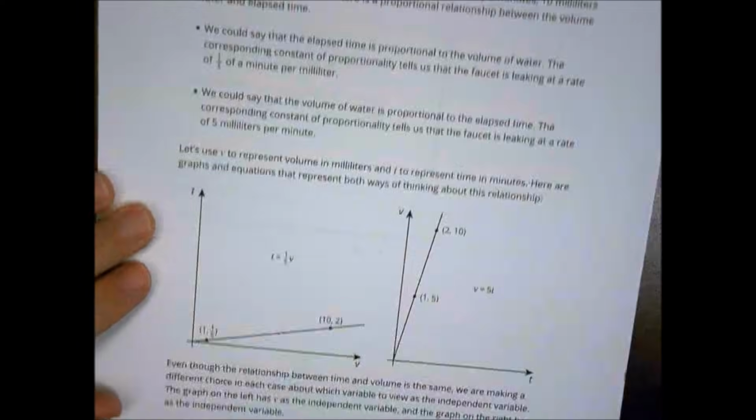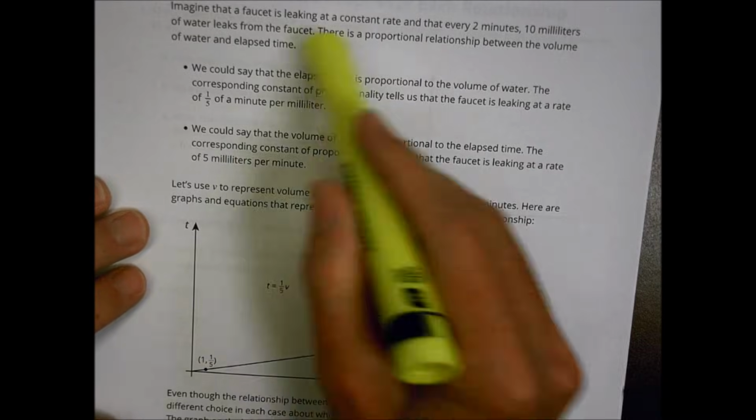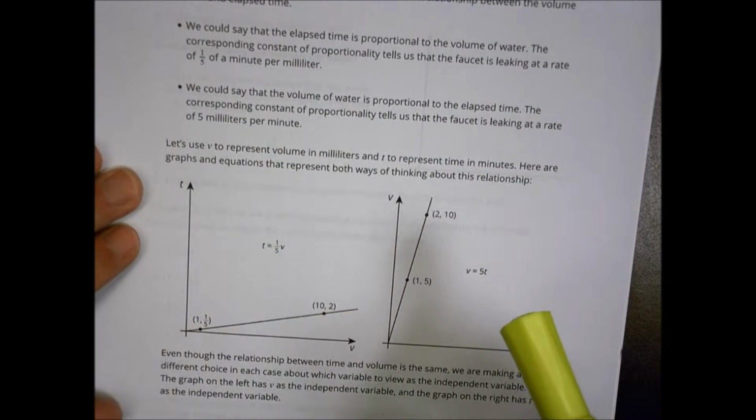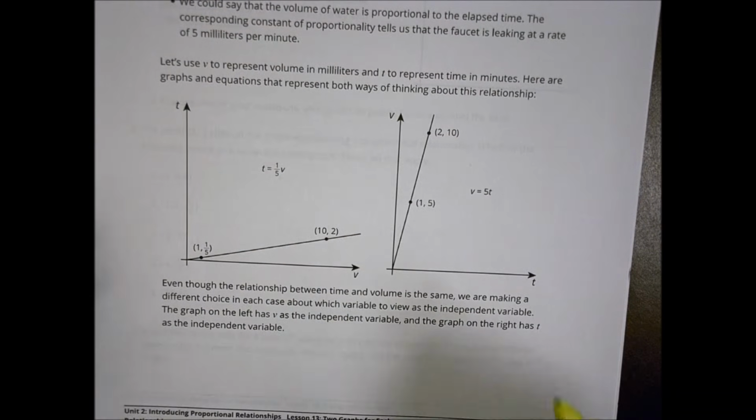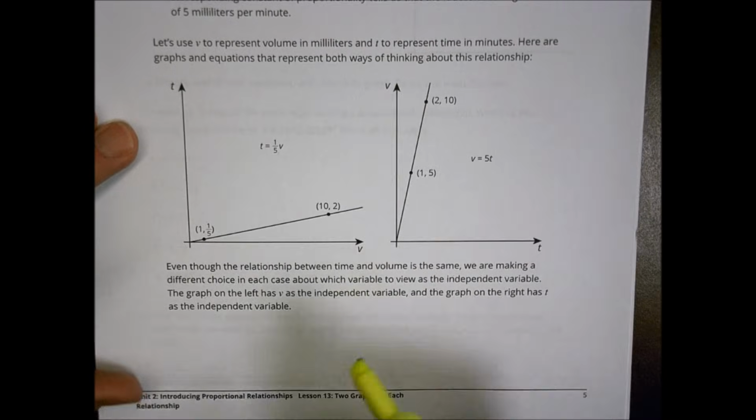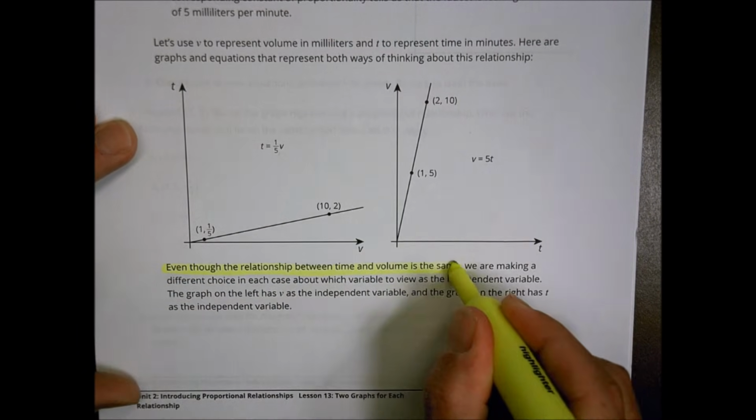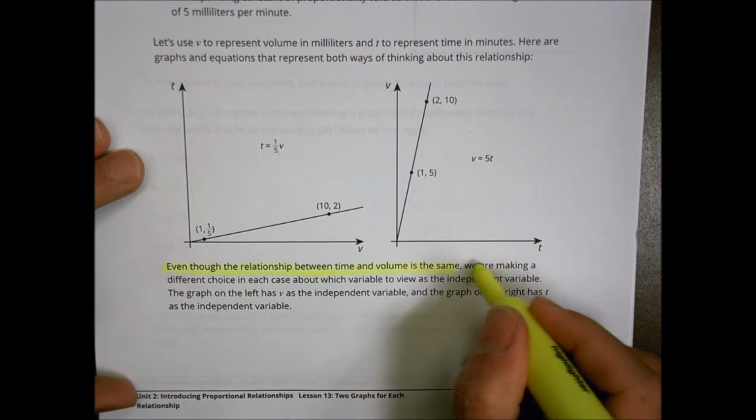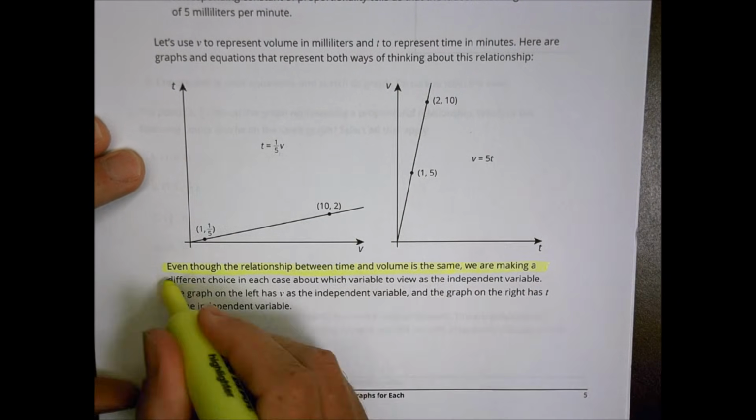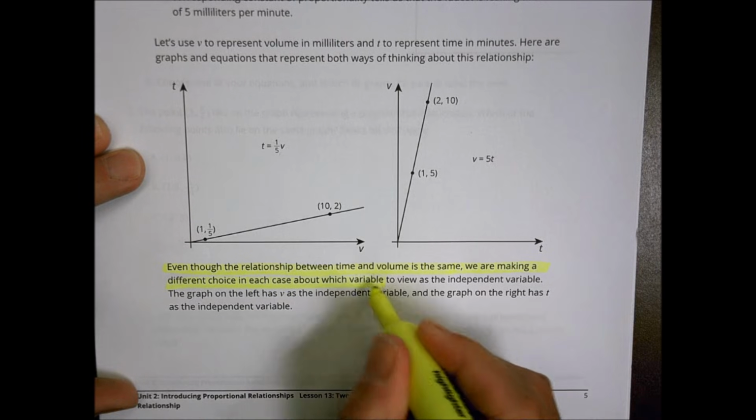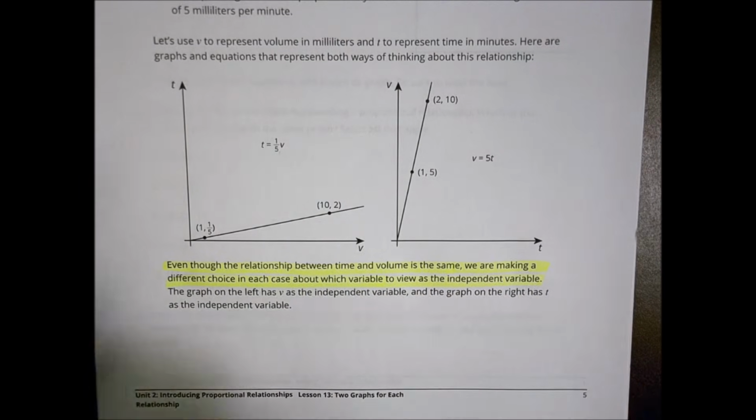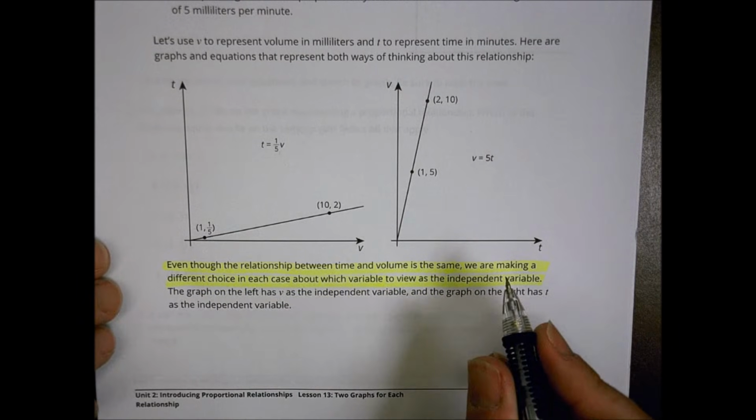Okay? So in summary, today's lesson, we're talking about here, and they give you an example of a leaky faucet leaking at a constant rate. What we're talking about today is essentially this, that even though the relationship between time and volume in this case here, or any two things, is the same, we are making a different choice in each case about which variable to view as the independent variable. And that is really what's changing. We're changing what's going to be the independent variable.